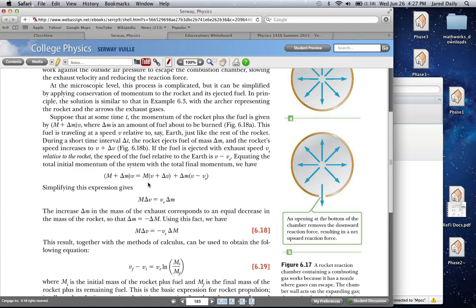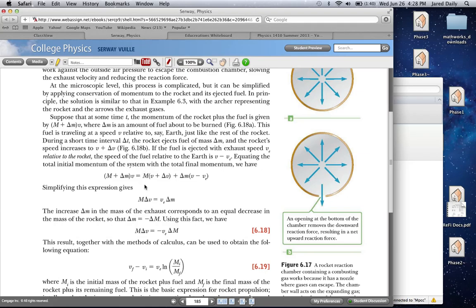And so at the end here, you have the mass of the rocket times v plus delta v, where v is the velocity of the rocket, and delta v is the change in the speed of the rocket as it loses mass. And here we have delta m times v minus ve, where ve is defined as the exhaust speed relative to the rocket, so the velocity of the gas after it's left the rocket.